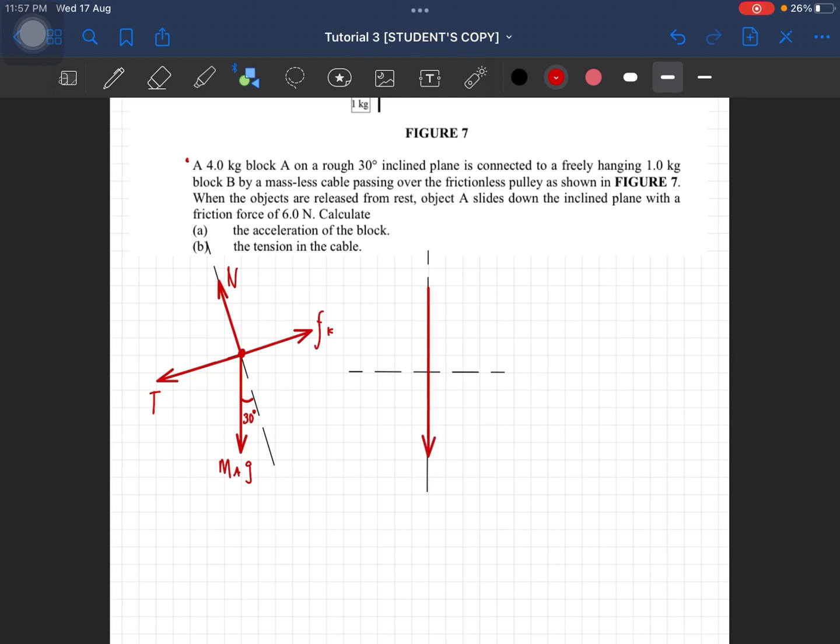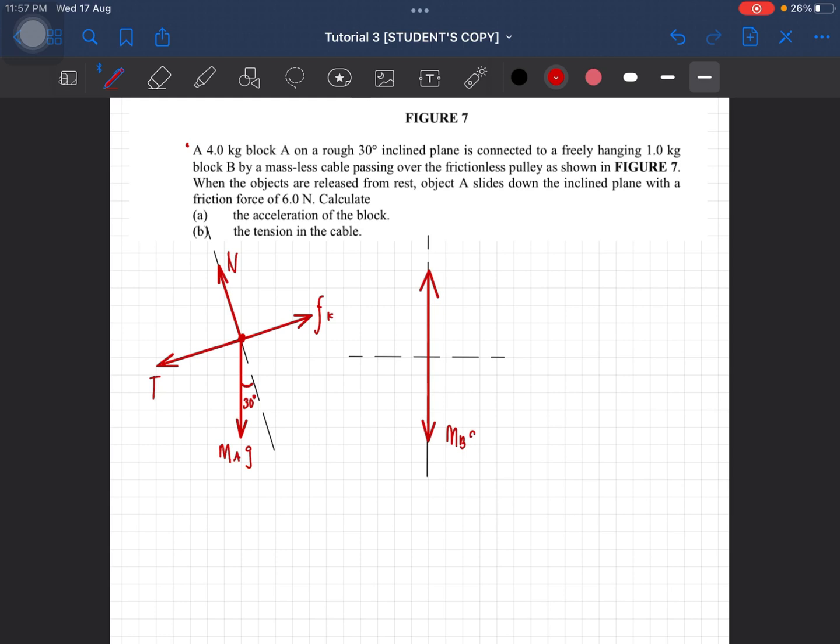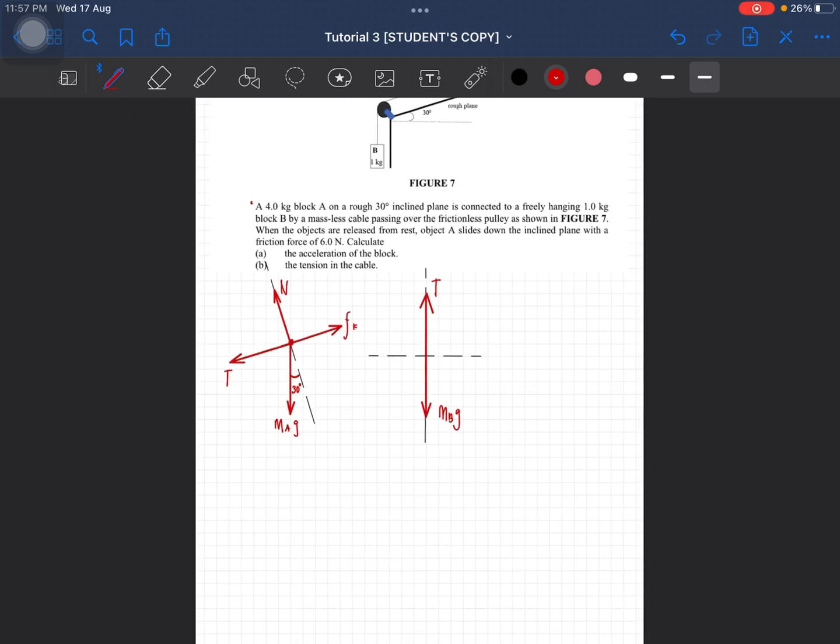Okay, so that is MBG. This is T. Okay, this is T. Alright, now let me just extract what information that we have because it's easier that way. So this is 4 kilogram. MB is equal to 1 kilogram. And then what else? Object is released from rest, and we have a kinetic friction force which is 6 Newton. Okay, so we have to calculate the acceleration of the block.